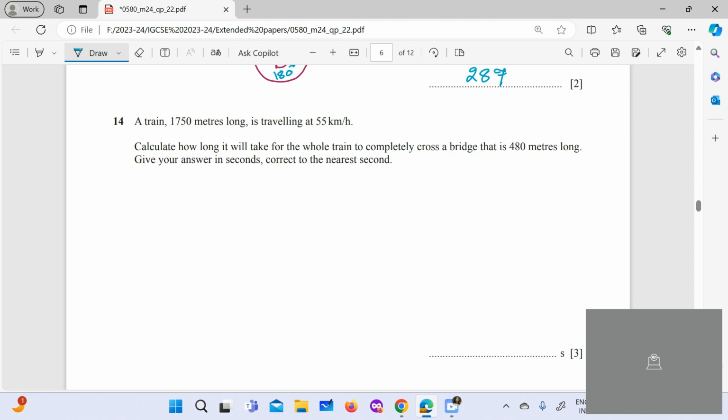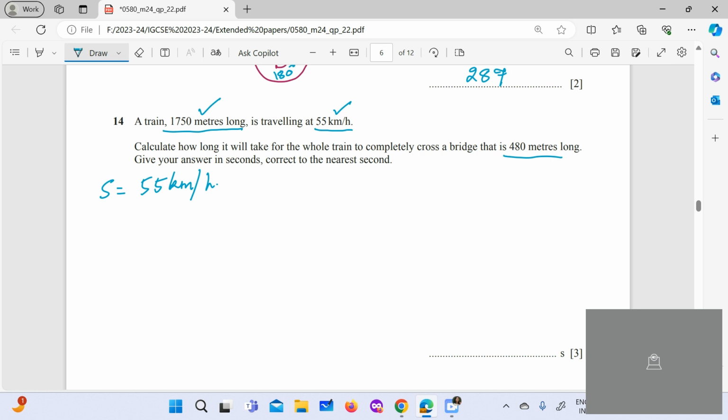A train 1750 meters long is traveling at 55 kilometer per hour. So here it is given in meters, here it is given in kilometers. Now calculate how long it will take for the whole train to completely cross a bridge that is 480 meters long. Give your answer in seconds, correct to the nearest second. Okay, now we can see that the speed is given as 55 kilometer per hour, whereas our distance is mentioned as meters. So we have to be careful here.